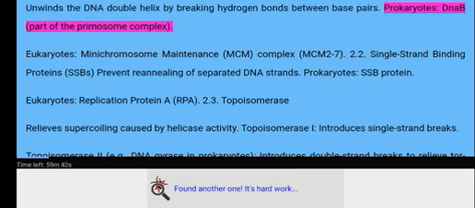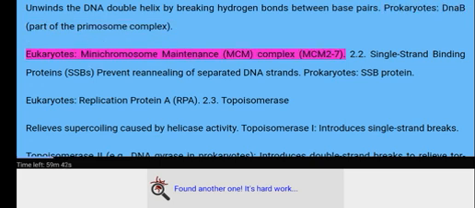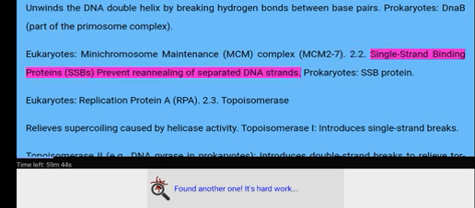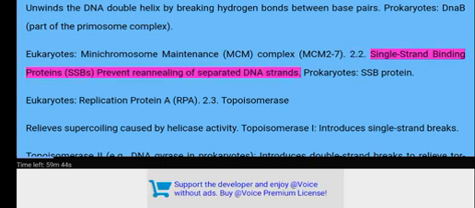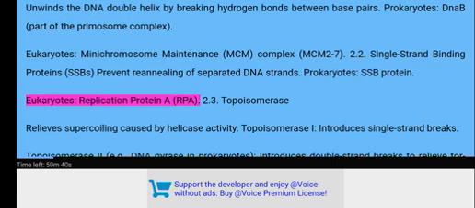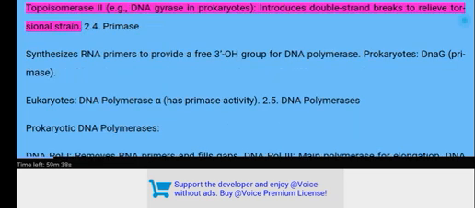Prokaryotes: DnaB, part of the primosome complex. Eukaryotes: minichromosome maintenance, MCM complex, MCM2-7. 2.2 Single-strand binding proteins, SSBs, prevent reannealing of separated DNA strands. Prokaryotes: SSB protein. Eukaryotes: replication protein A, RPA. 2.3 Topoisomerase relieves supercoiling caused by helicase activity. Topoisomerase I introduces single-strand breaks. Topoisomerase II, e.g., DNA gyrase in prokaryotes, introduces double-strand breaks to relieve torsional strain.